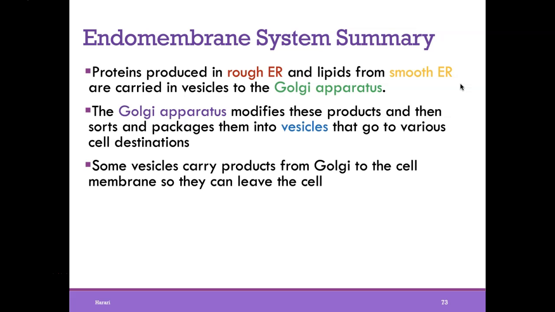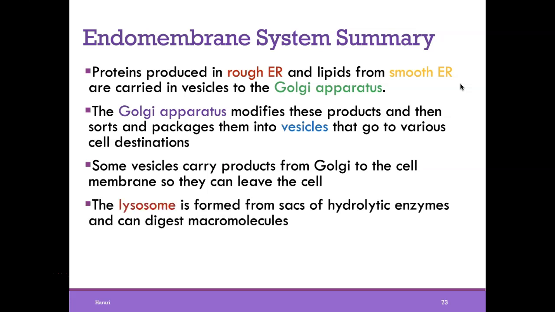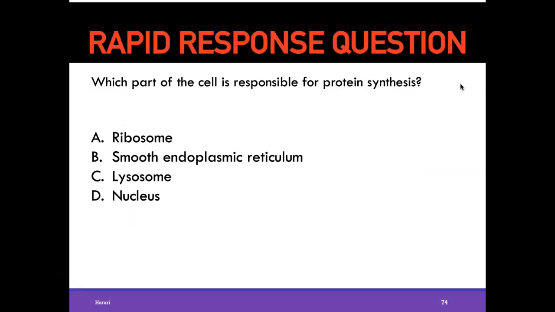Some vesicles will carry the products from the Golgi to the cell membrane so they can leave. Others will go to different organelles or to the lysosome. And the lysosome is formed from sacs of hydrolytic enzymes that can digest macromolecules.